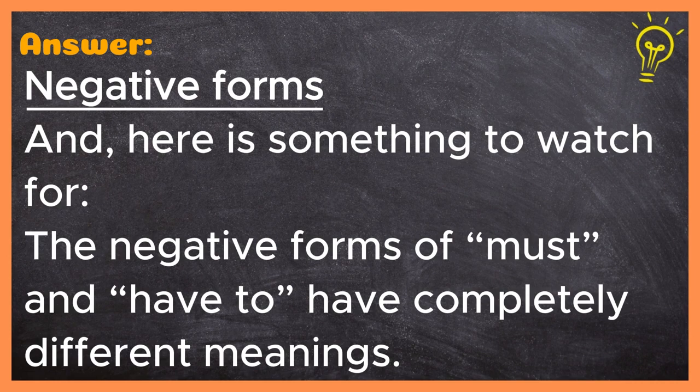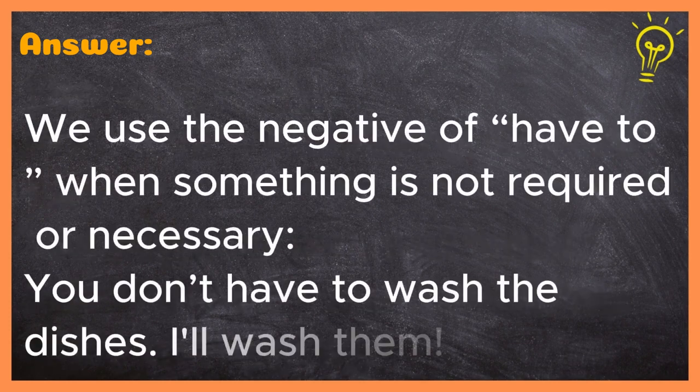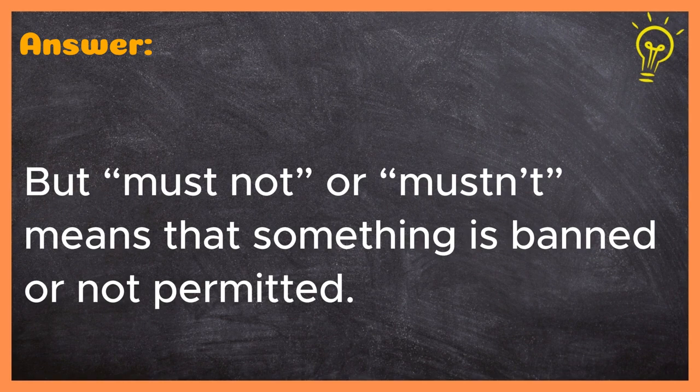And here is something to watch for. The negative forms of must and have to have completely different meanings. We use the negative of have to when something is not required or necessary. You don't have to wash the dishes. I'll wash them. But must not or mustn't means that something is banned or not permitted.